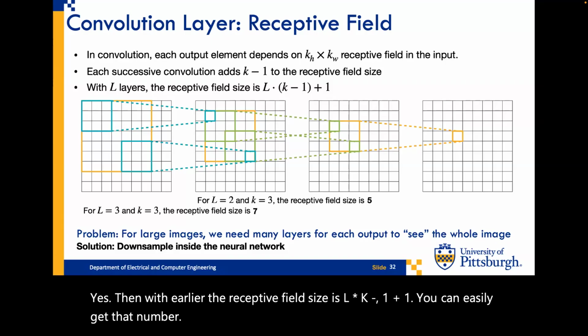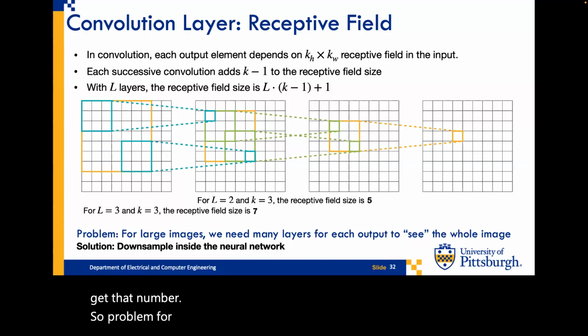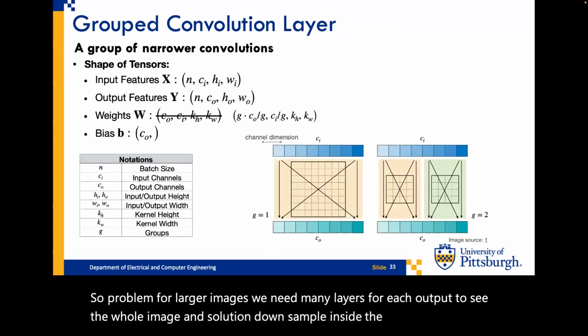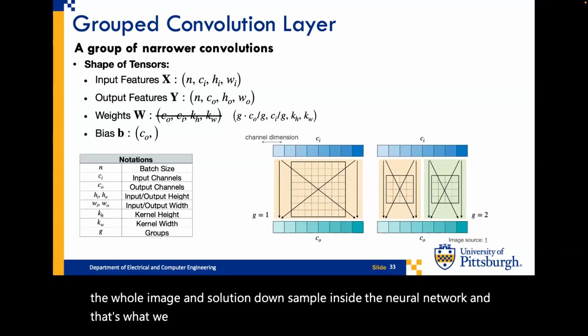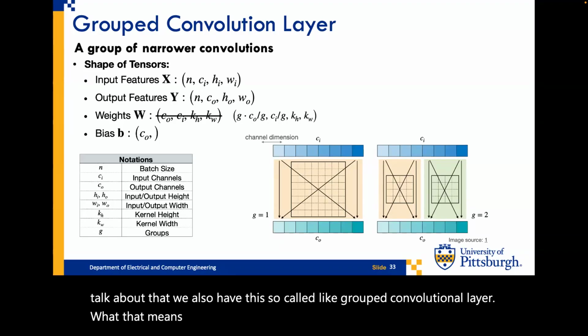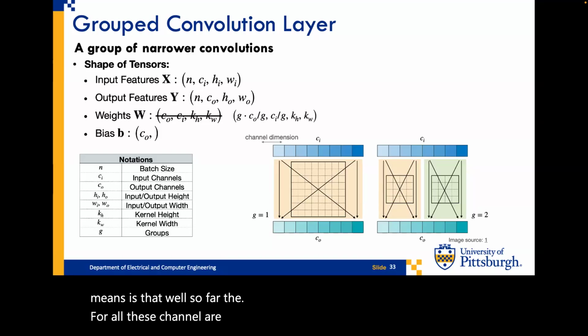So the problem: for larger images, we need many layers for each output to see the whole image. And the solution is to downsample inside the neural network. We are going to talk about this downsampling later. But before that, we also have the so-called grouped convolutional layer. So far, all these channels are calculated with all these weights to get to the output channel, right?